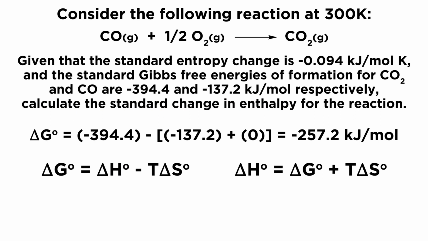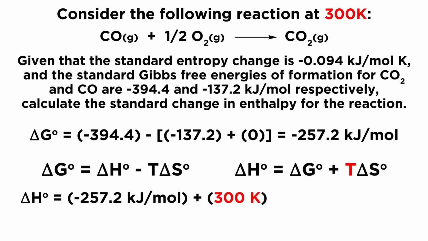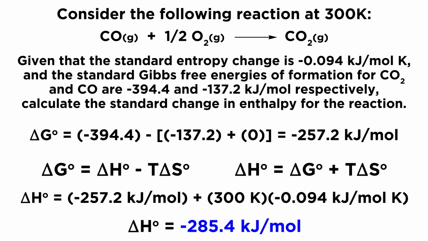All we have to do is add T delta S to both sides, and we get delta H equals delta G plus T delta S. Now we can plug in the values. Delta G we just calculated, that's negative 257.2 kilojoules per mole. Then the temperature we're given is 300 Kelvin. And then the delta S we are also given. It's negative 0.094 kilojoules per mole Kelvin. So we just do the arithmetic and we get negative 285.4 kilojoules per mole.